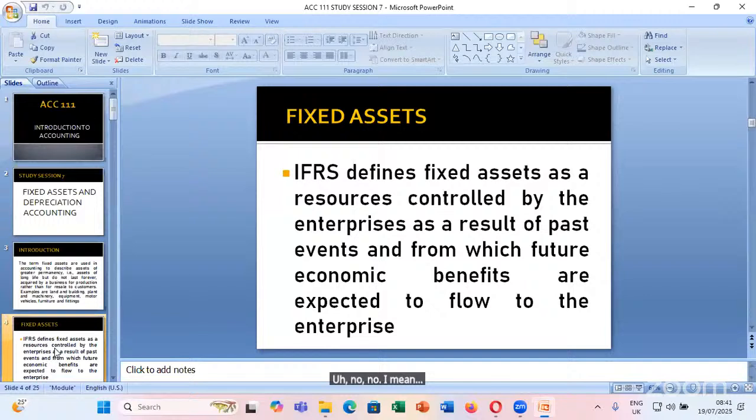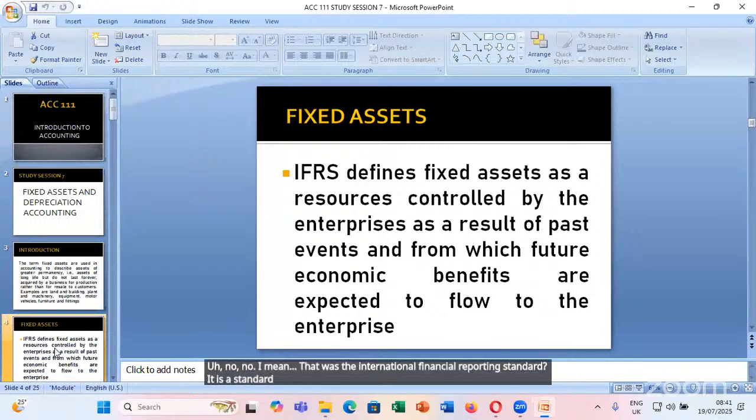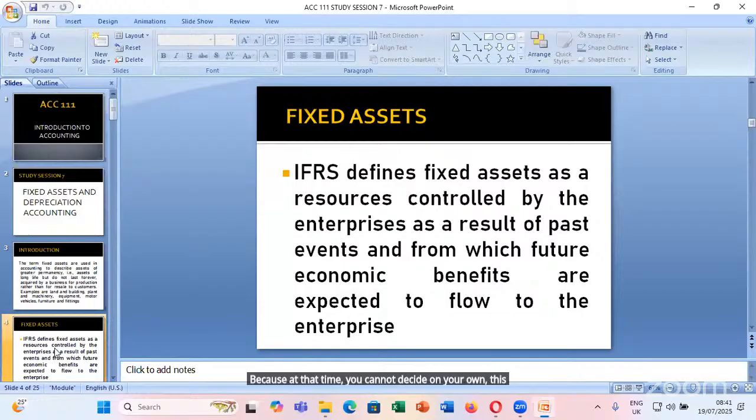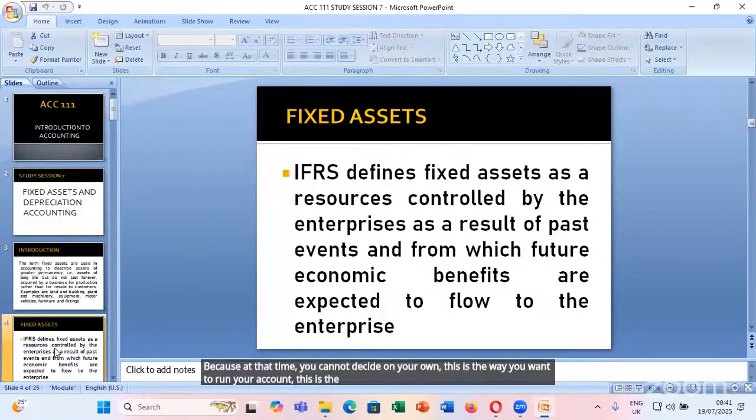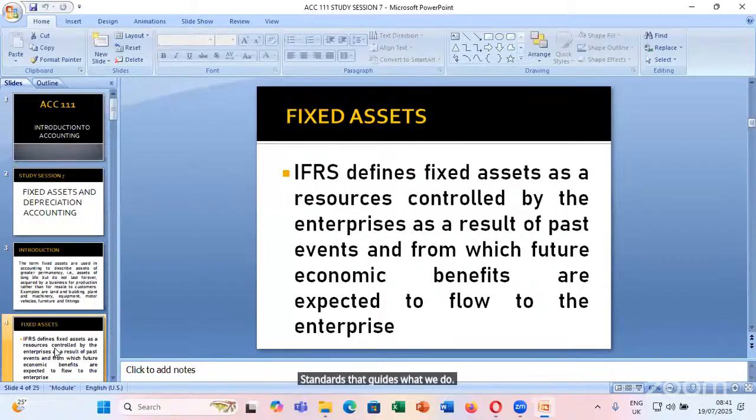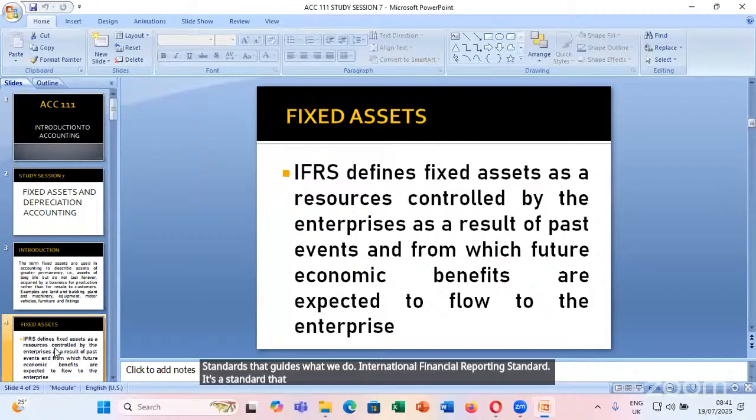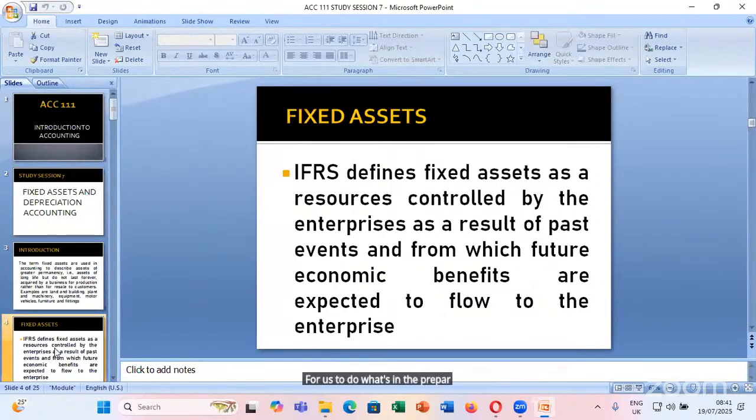Okay. When we say International Financial Reporting Standard, it is a standard that guides everything that we do in accounting. As an accountant, you cannot decide on your own that this is the way you want to run your account, or this is the way you want to prepare it. There are standards that guide what we do. As the International Financial Reporting Standard, it is globally accepted for us to follow in the preparation of our financial report.